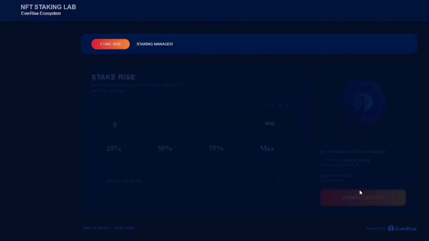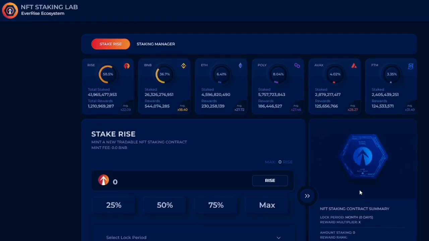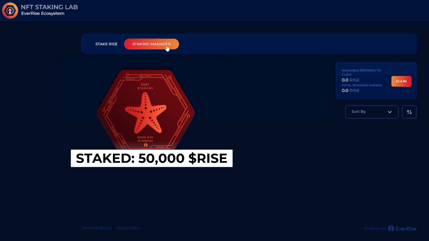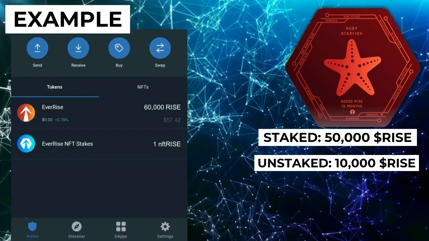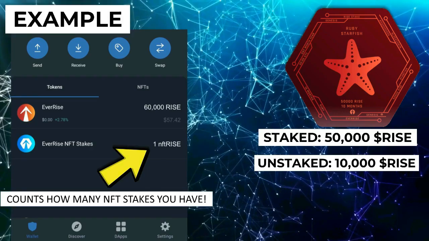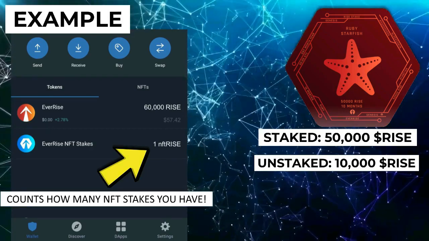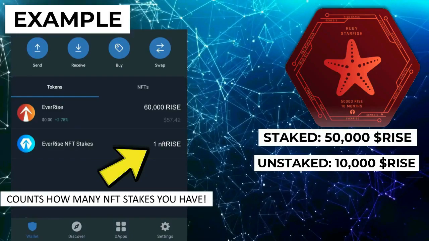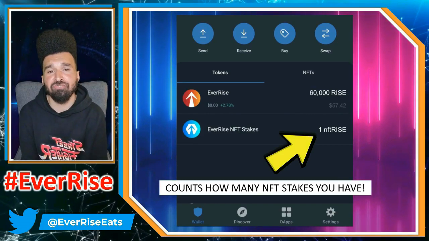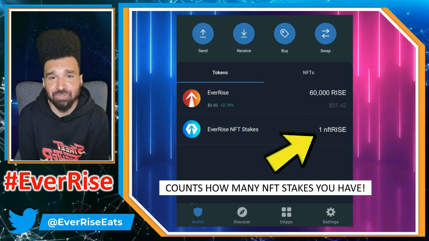So going back to the previous example, in this scenario, in the NFT staking lab, which is where all staking takes place on EverRise, we would be able to see our 50,000 RISE Ruby Starfish NFT. And that NFT represents the 50,000 RISE that we have staked. But outside of the NFT staking lab, in our wallet, we will only see one NFT RISE. This is because we have one NFT stake. So this value doesn't inform you of what your NFTs are worth or how much RISE is attached to them. All NFT stakes minted are worth 1 regardless of how much RISE is attached to them.